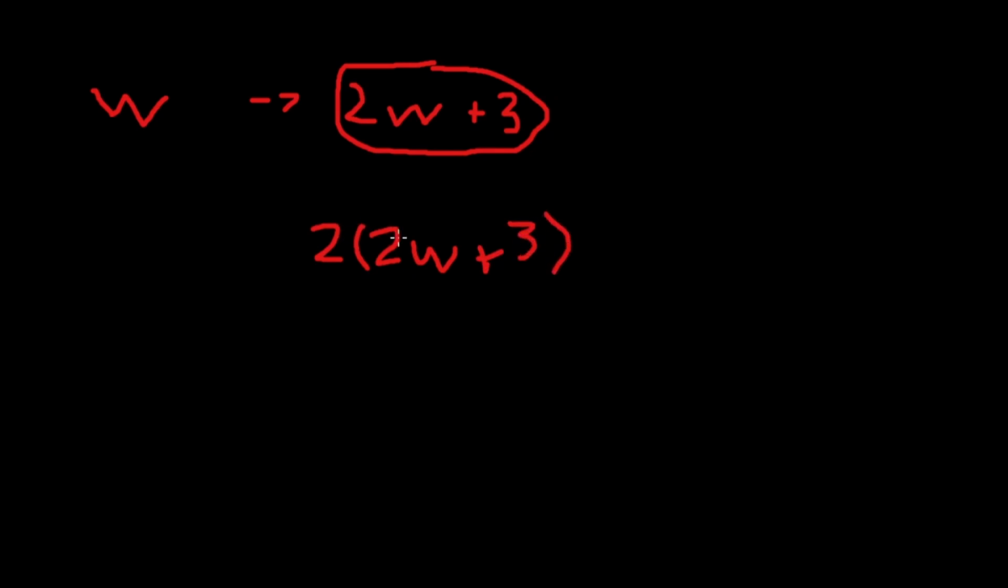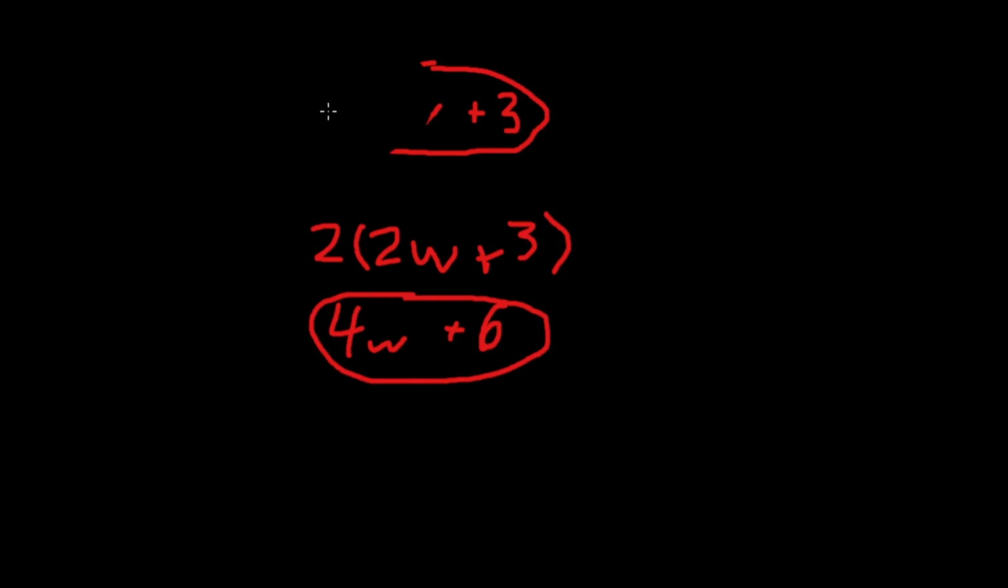So 2 times 2W equals 4W, and 2 times 3 equals 6. So this would be our final answer. All right, moving on.